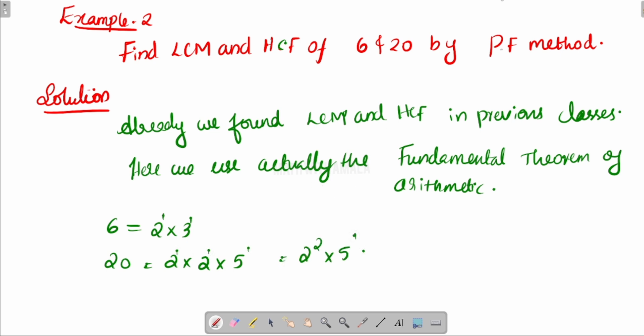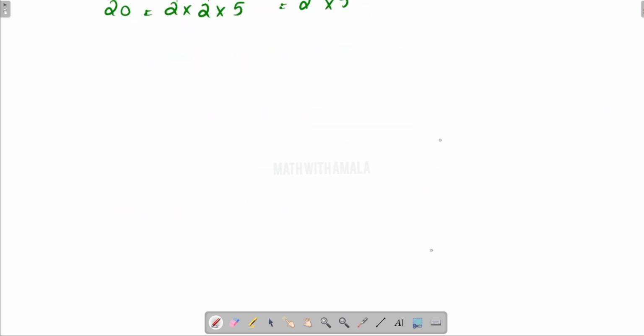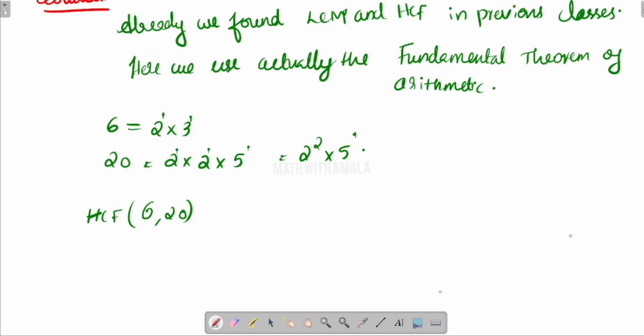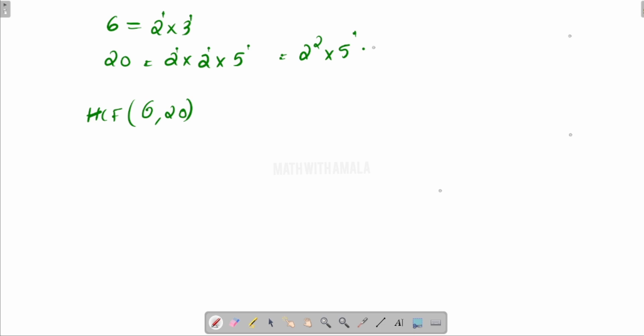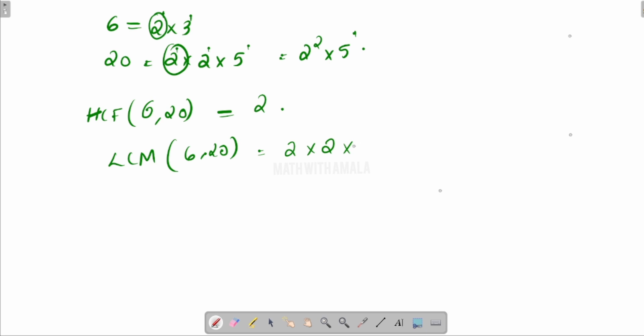6 and 20 have the prime factorizations like this. 6 equals 2 into 3, 20 equals 2 square into 5. Okay, 20 is equal to 2 into 2 into 5, that is 2 square into 5 raised to 1. So what is the HCF? Highest common factor. Let's take the 2's from it. 6 equals 2 into 3 has one 2, and 20 equals 2 into 2 into 5 has two 2's. Thus there is only one common 2, so the HCF is 2.